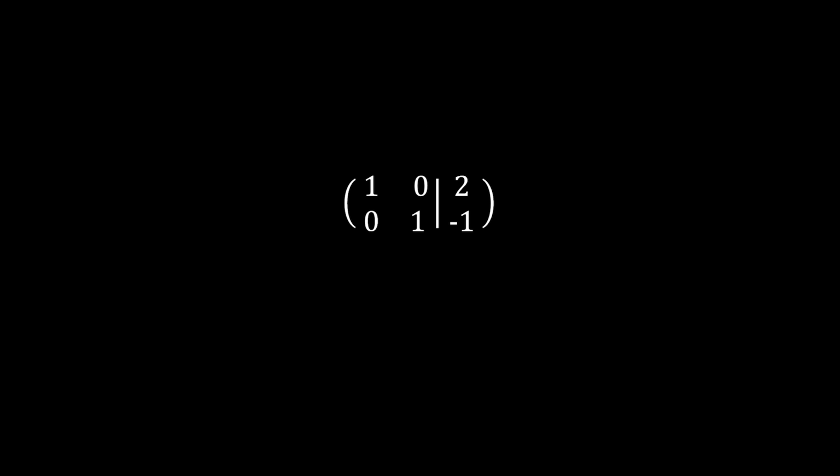So there you go. We successfully changed our augmented matrix into an identity matrix. And notice what we have on the right-hand side of the equal sign, or the bar. We have 2 in the first row, and we have -1 in the second row. So this reads that x equals 2 and y equals -1.